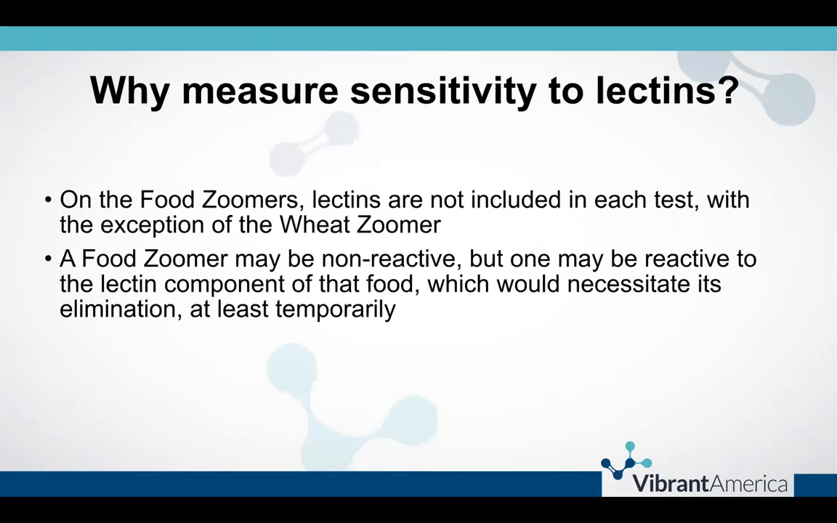So why measure sensitivity to lectins? First of all, on the food zoomers, the lectins are not included in the tests with the exception of the wheat zoomer. So the corn zoomer does not include corn lectin. The peanut zoomer does not include peanut lectin. They're sort of a class of their own. And so we've created an entire test that just groups all of the lectins into one, as well as aquaporins.